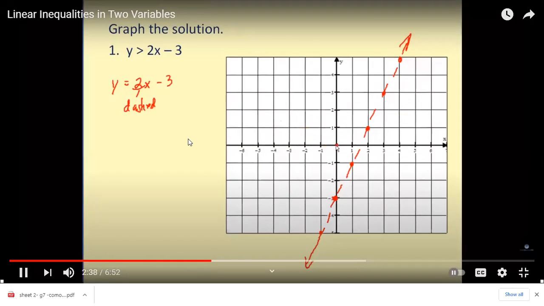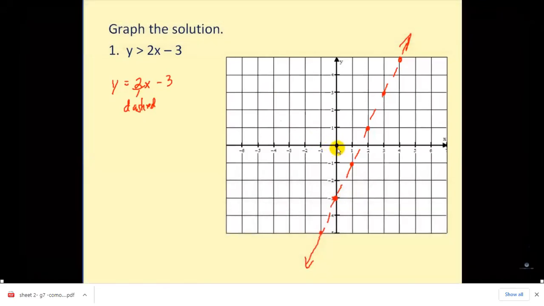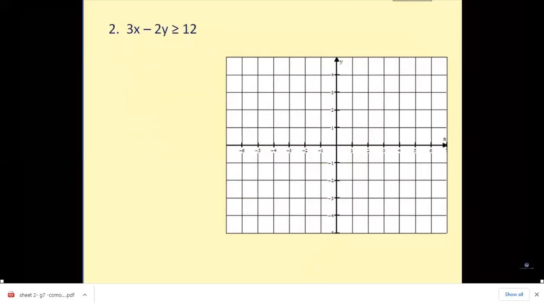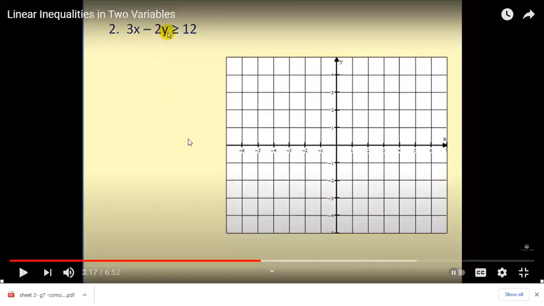To make sure, we'll pick the test point 0, 0. That's usually the easiest point to use as long as it's not on the line. So let's replace y with 0 and x with 0. So we have 0 is greater than 0 minus 3, or negative 3. This is true, which does verify we should shade the same side of the line as the test point. So the region we'll shade is this region here, which means if we pick any point in this region, it would satisfy the original inequality. Let's graph the solution.